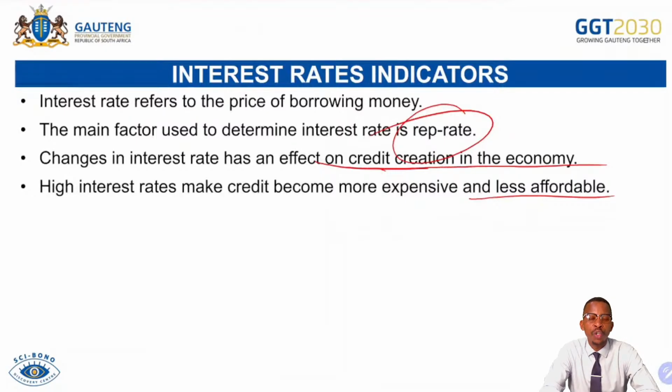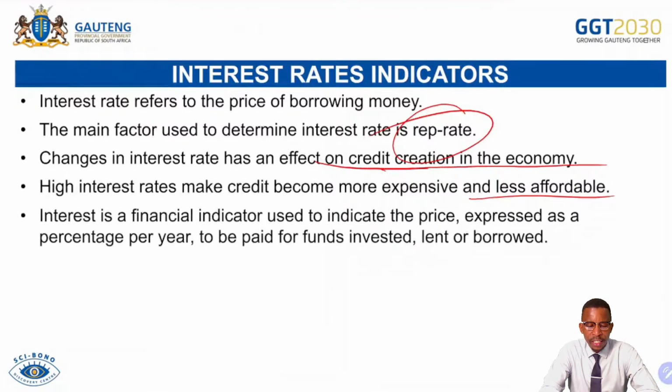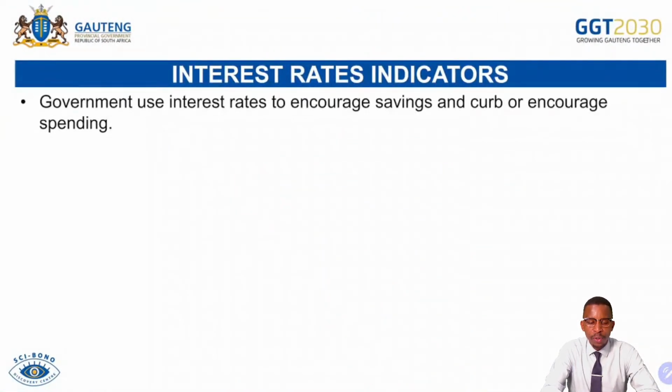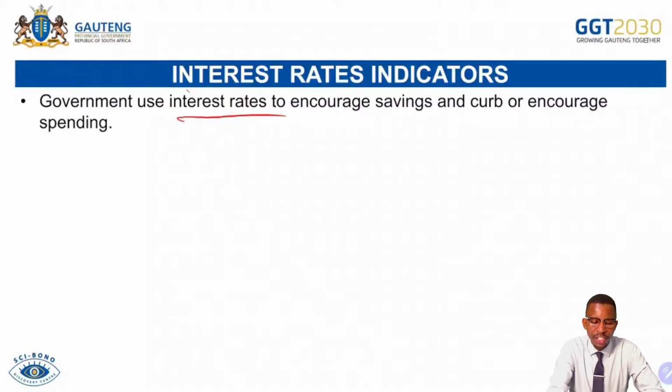Then people decide not to take loans. And then interest rate is a financial indicator used to indicate the price, expressed as a percentage per year, to be paid for funds invested, lent, or borrowed. The government uses interest rate to encourage savings and curb or encourage spending. So the government ensures that to deal with the high excessive spending by consumers, interest rate will be increased so that consumers will borrow less money and spend less on goods and services.